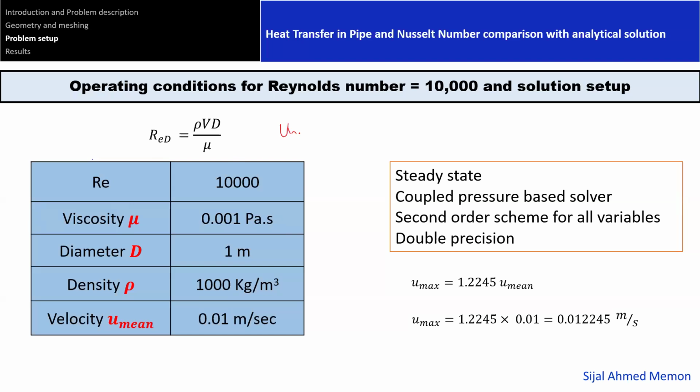The velocity, or U mean, will be equal to the Reynolds number times viscosity divided by density times diameter. So it's 10,000 times viscosity 0.001, divided by density 1000 multiplied by the diameter 1, which gives U mean equal to 0.01 meter per second. So U maximum would be 1.224 times, 1.5 times, the U mean. This becomes this value. This is just for confirmation.